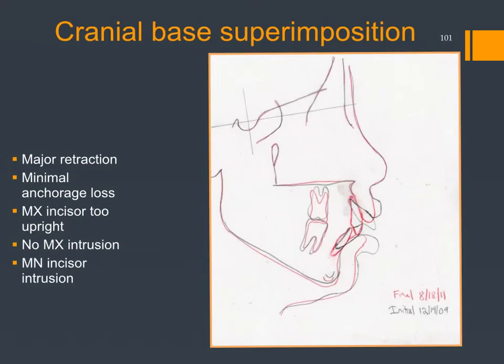Here you can see the upper incisors are tipped back. There's no loss of anchorage at all. But the upper incisors, instead of being intruded as well as retracted, just tipped back, and you've got some resultant extrusion that demonstrated more gingival tissue in her smile.